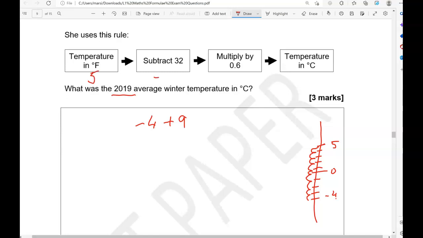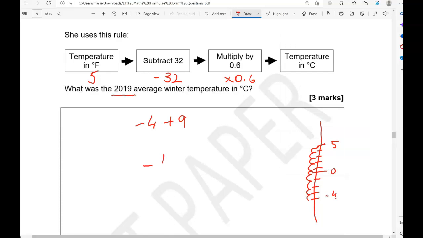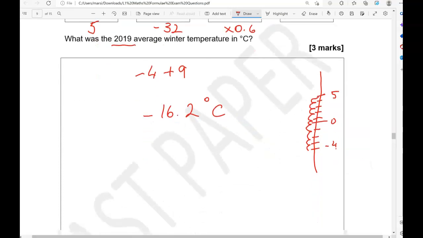We're going to subtract 32 and we're going to multiply the answer by 0.6. So using a calculator, I'll do 5, take away 32, which gives us -27. I'm going to multiply that by 0.6 and it gives us -16.2 degrees Celsius, that is.